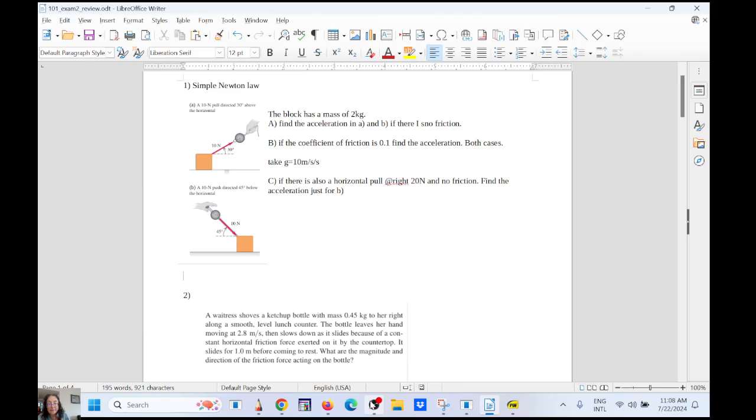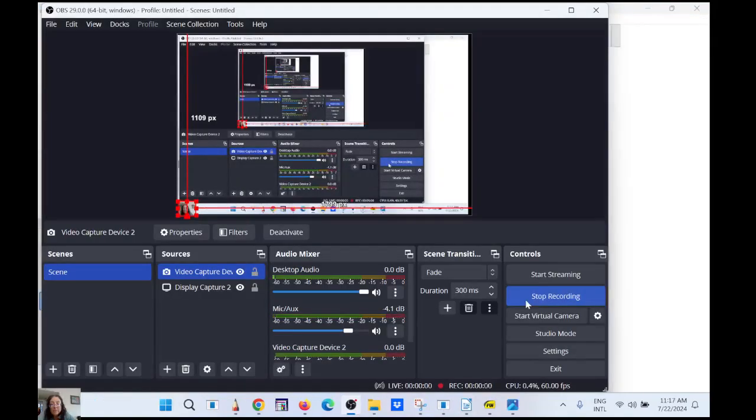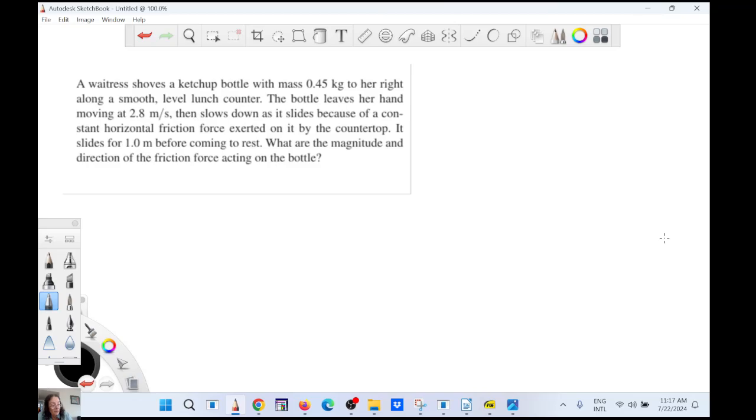Okay, so that was number 1. So this one is the next one, and it's an easy one. The only challenge is just to be able to make a drawing of the situation, and to remember the kinematics equations.